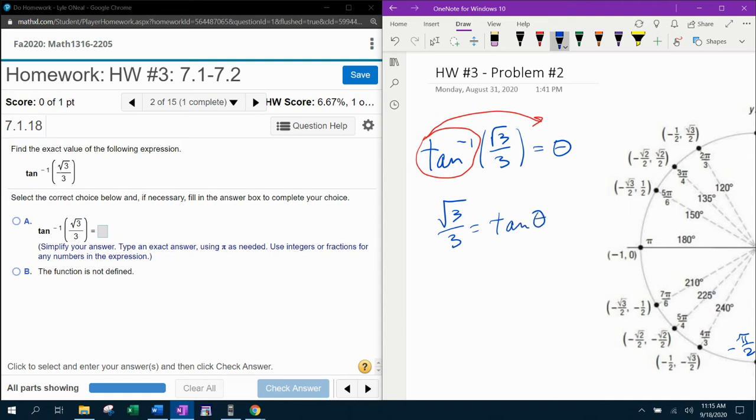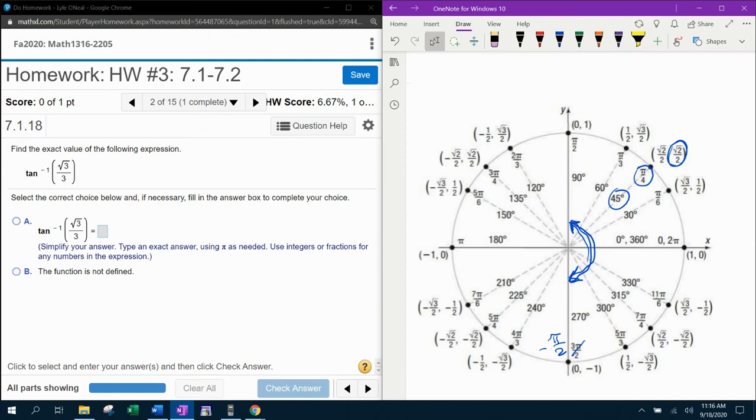All right, so remember that in the unit circle, tangent theta is y over x, which another way to look at that is it is the reciprocal of x times y. So we need to find in the unit circle an ordered pair that when we take the reciprocal of x and multiply by y, it produces square root of 3 over 3.